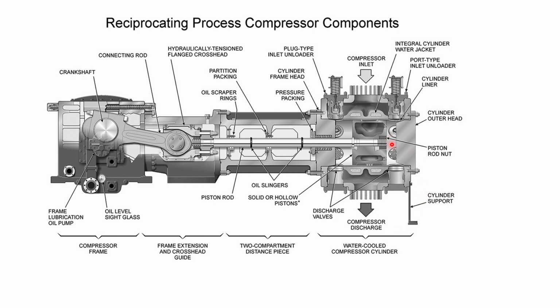This is the rod nut where the piston is tightened, this is the piston head cover, and here there is a water cooled jacket, because the temperature increases when we compress, so this water cooled jacket cools the cylinder. This is the frame extension and this is the compressor frame.